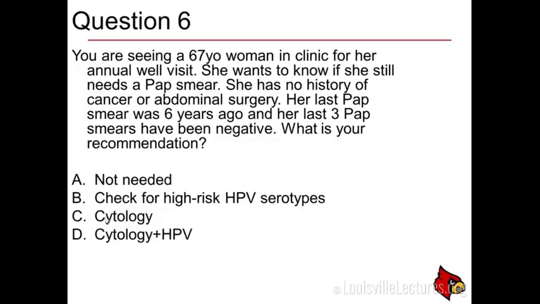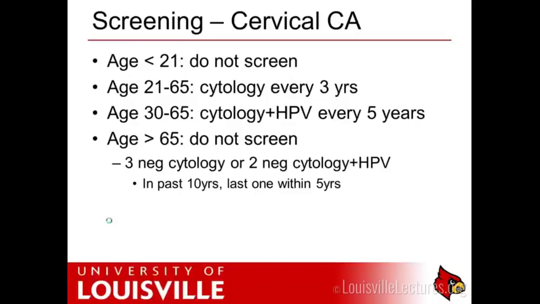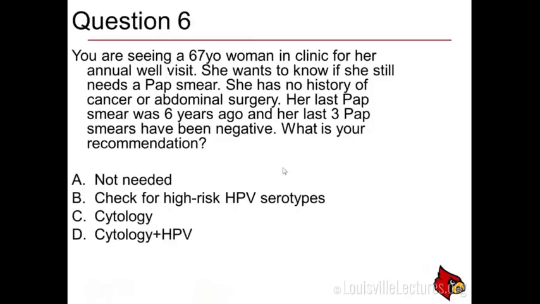And so this one is tricky because we can go through this, that if women are over the age of 65, you don't screen, but there's a caveat to this. So if they've had 3 negative cytology or 2 negative cytology plus HPV, and the last one has to be within the last 5 years. And her last one was 6 years ago.